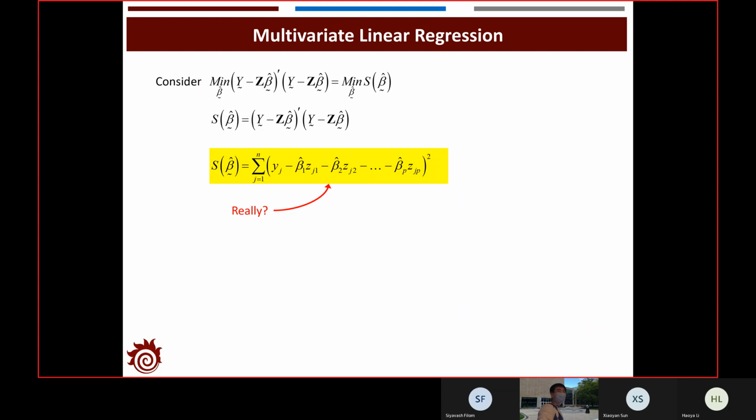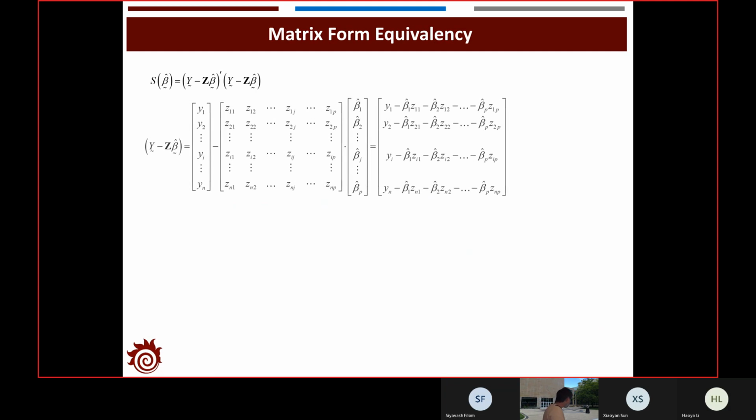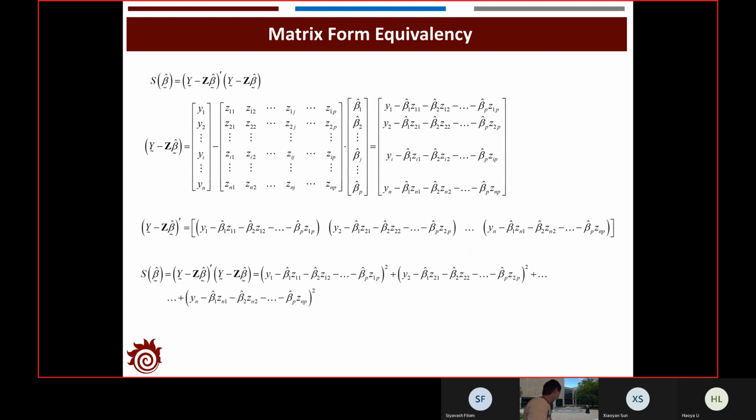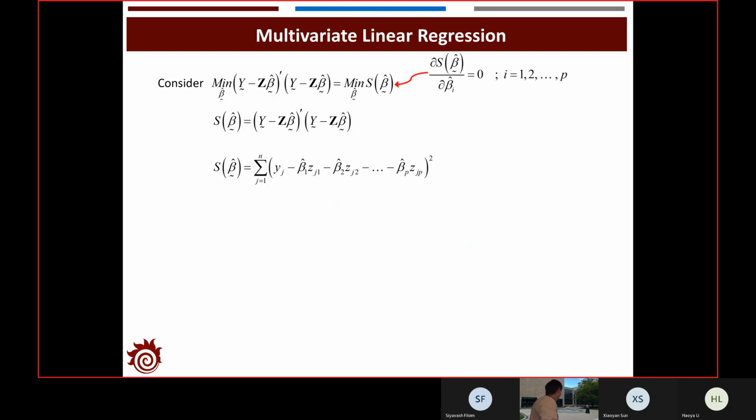So in these slides, I give you the detailed derivation about how you can jump from this step to this step, but I will not go through them in the class. You can just go and check how they are expanded from the matrix format to vector format, and then do the calculation. You can get the expanded formula for S beta hat.